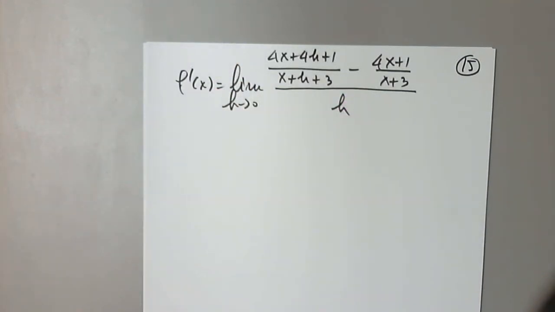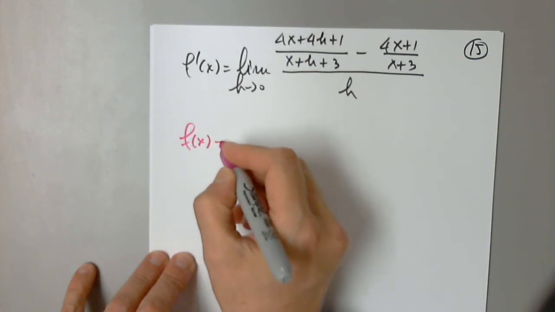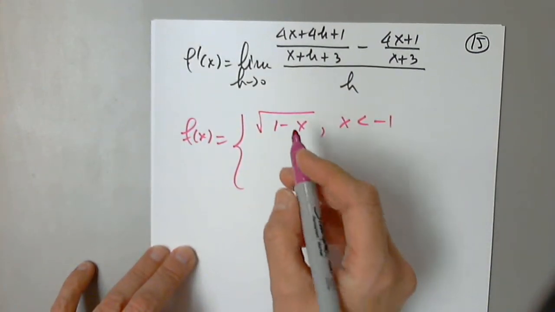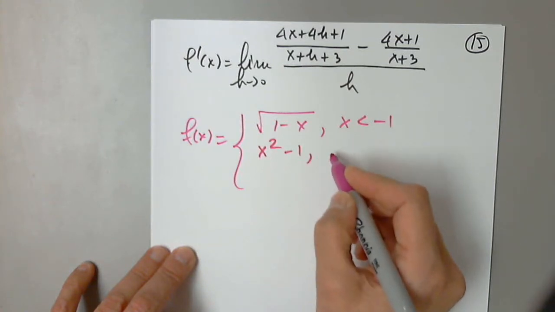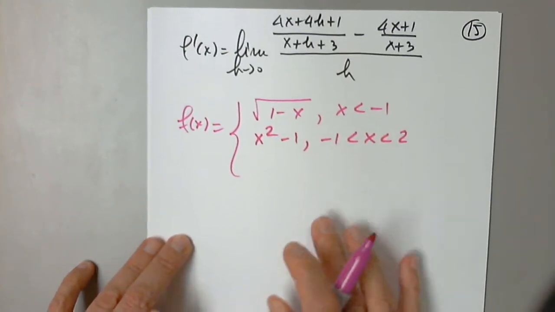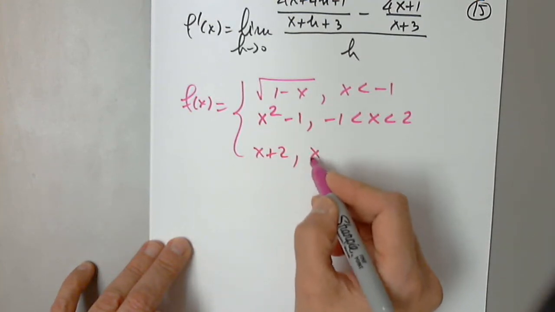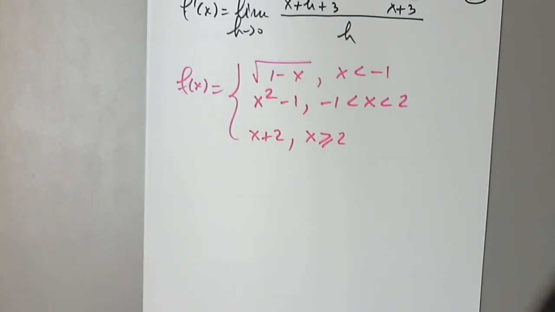Okay. So we're looking at a piecewise defined function, which is the square root of 1 minus x for x less than negative 1, and it's x squared minus 1 for x between negative 1 and 2, and it's x plus 2 for x greater than or equal to 2. Here we are asked to graph this function, find its domain and range, see if it's continuous from the left, from the right, if it has a removable discontinuity, whatever we find out about the function.